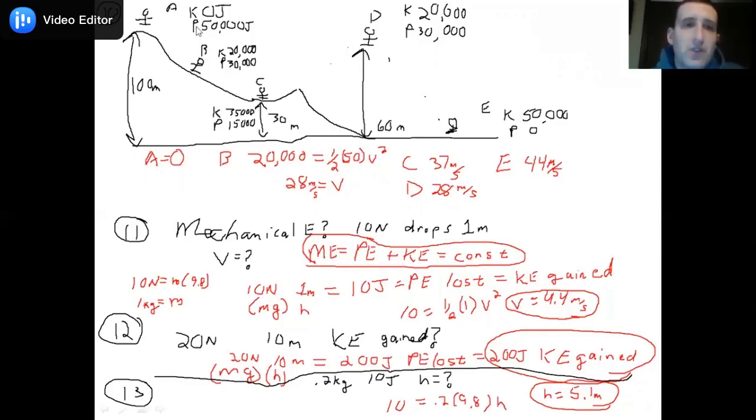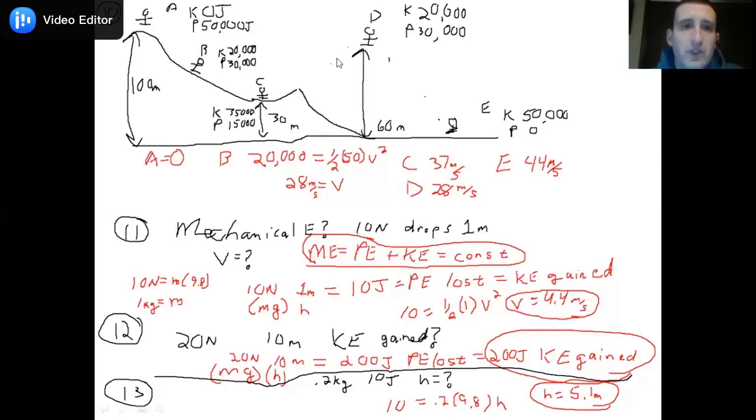So that's just a matter of taking your kinetic energy and plugging it into the relationship, 1/2 mv squared. The mass here of the skier is told to be 50. So 1/2 of 50 times v squared equals whatever our total is. 20 at B, 35 at C, and so on all the way through.